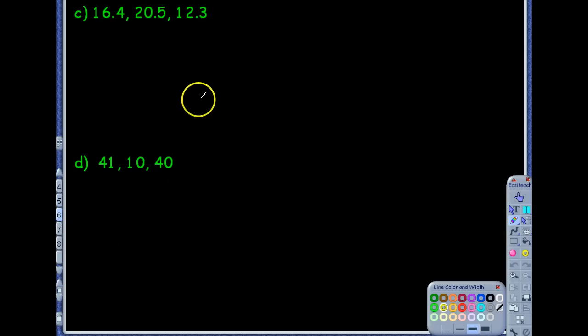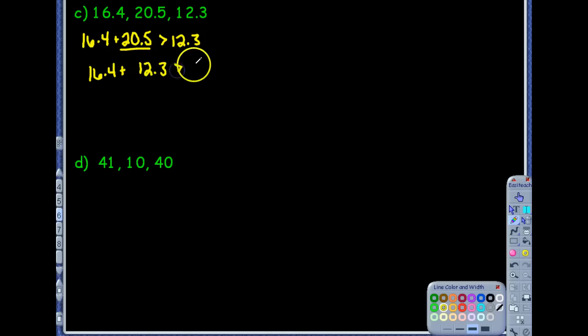All right, what do you think about this one? What do we need to do first? Same directions. Okay, we have to first decide if it's a triangle or not. Right. So let's add 16.4 plus 20.5, and we're going to see is that greater than 12.3, and it is. Obviously, because 20.5 by itself is. Okay. 16.4 plus 12.3. See if that's greater than the 20.5, is it? And it is. It's 28.7.